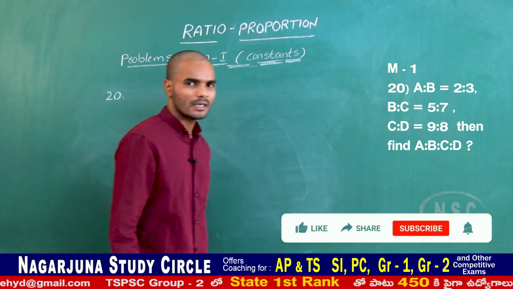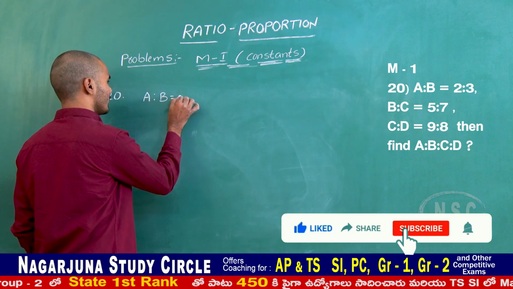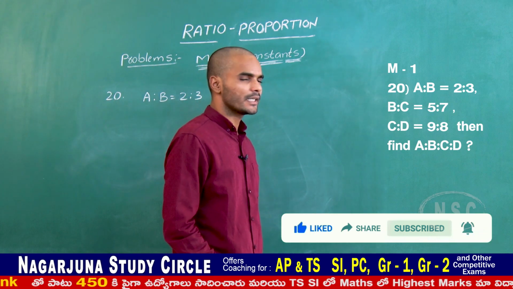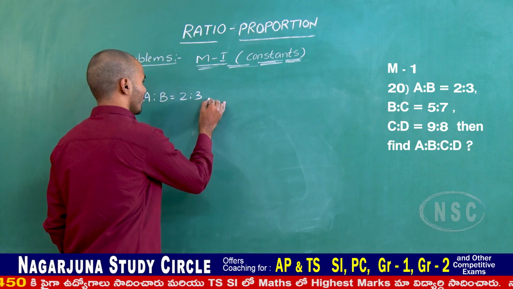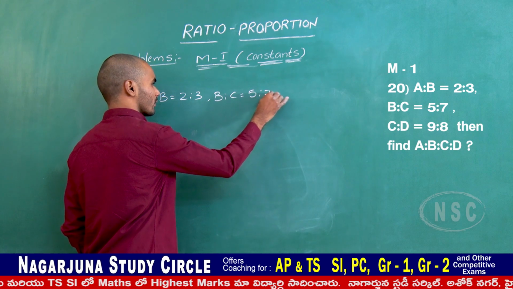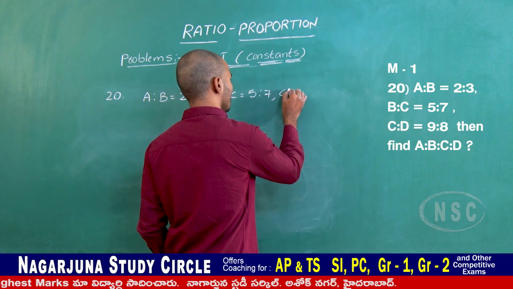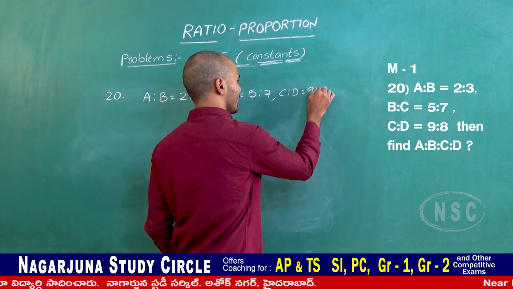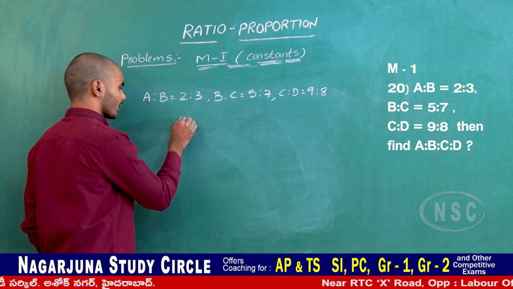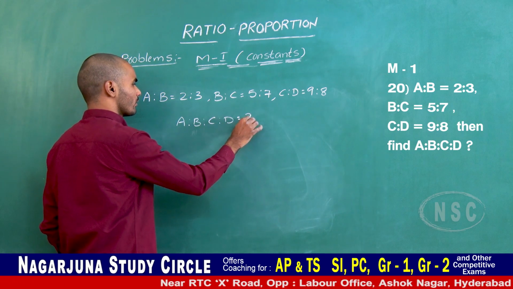The given data is A is to B is equal to 2 is to 3, and B is to C is equal to 5 is to 7, and C is to D is equal to 9 is to 8. Then find A is to B is to C is to D is equal to question mark.